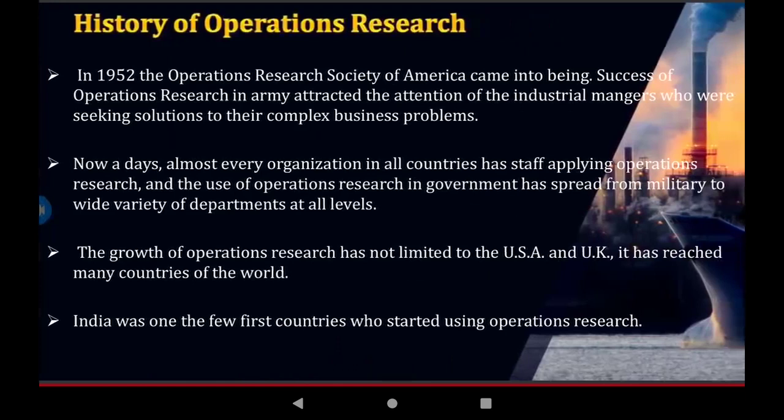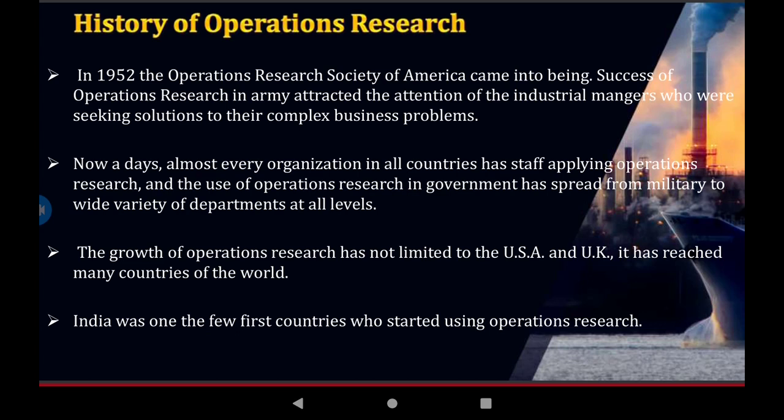Okay, the history of operations research. In 1952, the Operations Research Society of America came into being, which began the success of operations research. Okay, in 1952 the American Standards organization tested it and made operations research successful, and it attracted the attention of industrial managers.